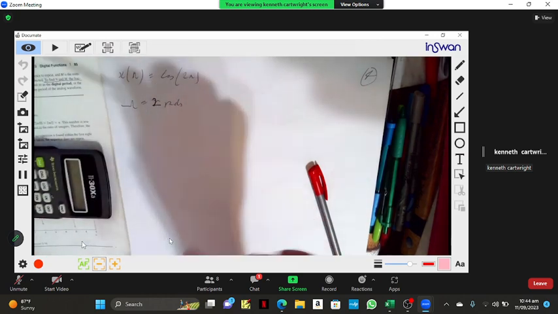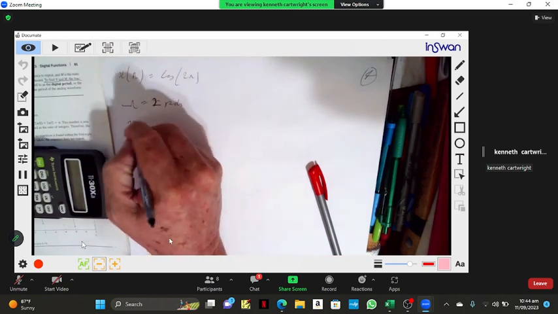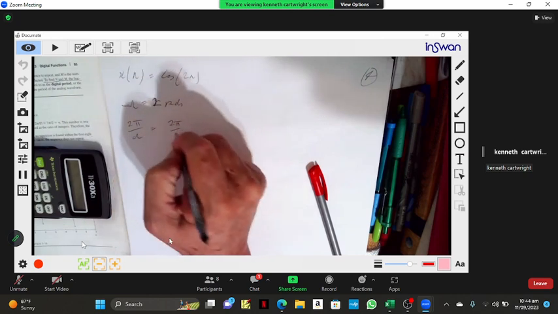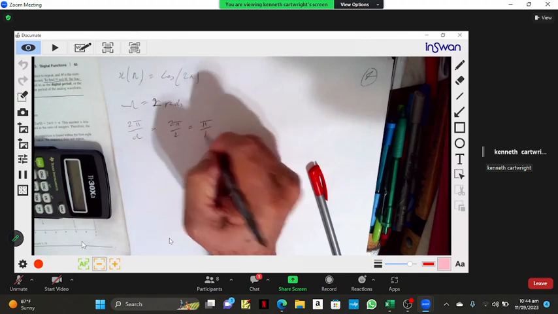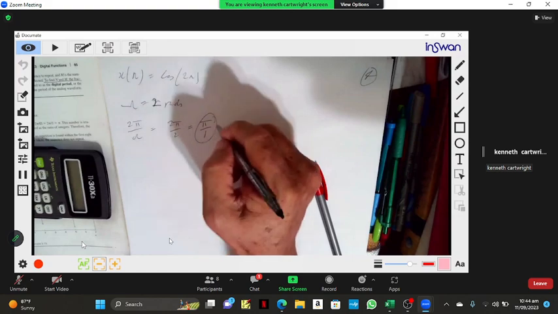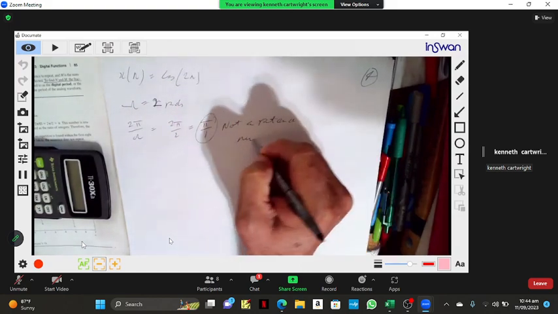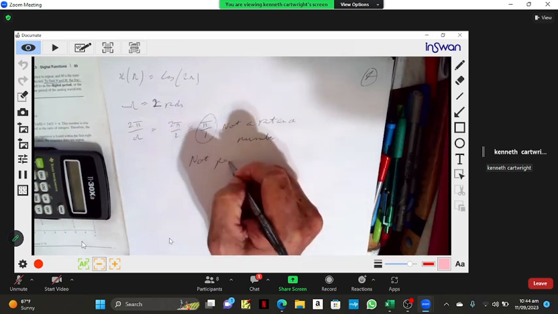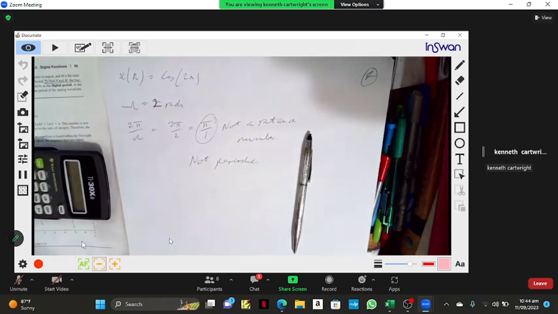Now we test if the series is periodic. 2 pi over omega equals 2 pi over 2, which is pi over 1. This is not a rational number. So, not periodic. And Mr. Buchap, I have no idea why you said yes.